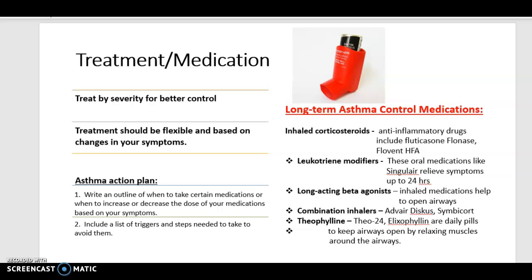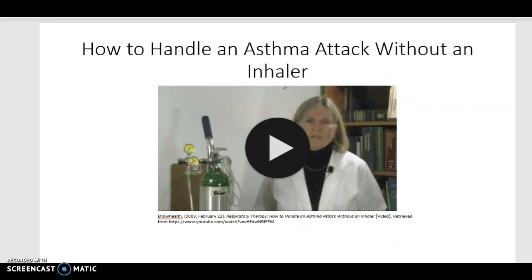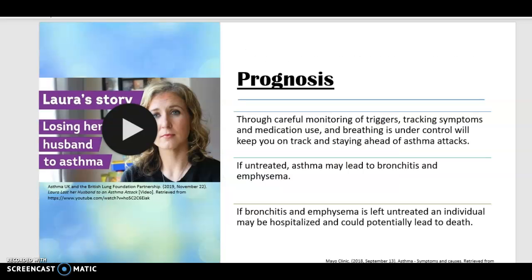If you look to the right, you'll see a list of several medications for long-term asthma control. So if your asthma is well controlled, your doctor may prescribe less medicine. If your asthma isn't well controlled or is getting worse, your doctor may increase your medication and recommend more frequent visits. You may press play and listen to the short video on how to handle an asthma attack without an inhaler. The video on this slide sums up how important it is to take asthma seriously.